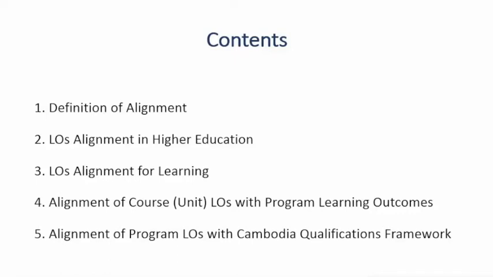1. Definition of alignment. 2. Learning outcomes alignment in higher education. 3. Learning outcomes alignment for learning. 4. Alignment of course or unit learning outcomes with program learning outcomes in Australia context. And 5. Alignment of program learning outcomes with Cambodia Qualifications Framework.